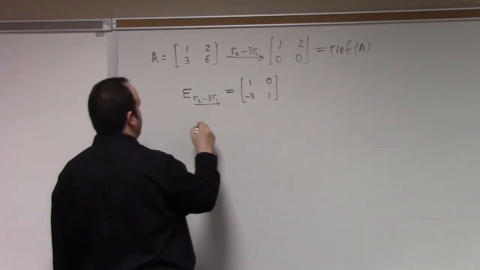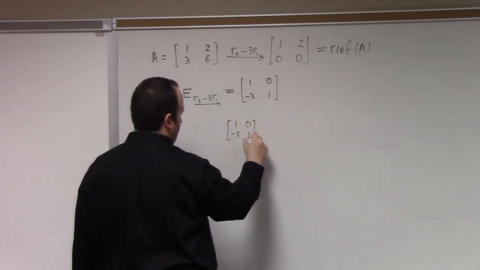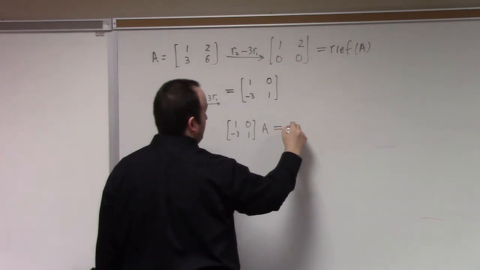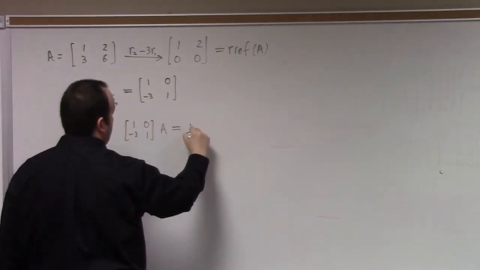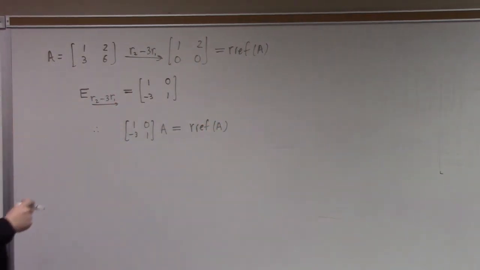And so 1, 0, minus 3, 1 times A is equal to the reduced row echelon form of A. So, I mean, that's a very stupid case of a couple of your problems. Is A invertible? I mean, the point is, you can always write a product of elementary matrices times A giving us the reduced row echelon form. This is true whether or not A is invertible.